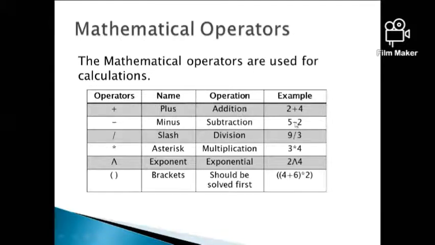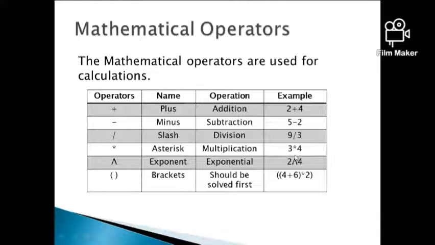This sign is known as minus, and the operation is subtraction. Example: 5 minus 2. This minus sign is the operator, and 5 and 2 are called operands. This sign is known as slash, and the operation of this sign is division. Example is 9 divided by 3. This is known as asterisk, and the operation of this symbol is multiplication. Example is 3 multiplied with 4.